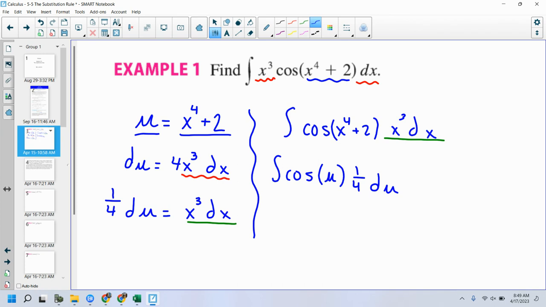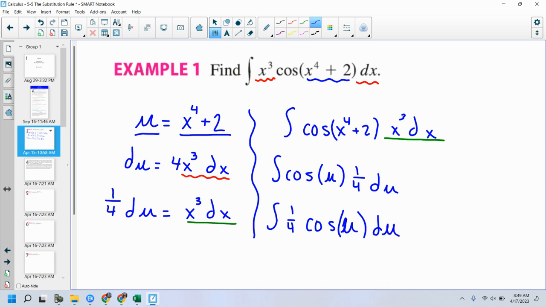You follow me there? Now, what did that do? Well, can you find the antiderivative now? Can you find the integral now? Yeah. It's no longer some weird complex function. Now, I honestly just have 1/4 cosine u du.